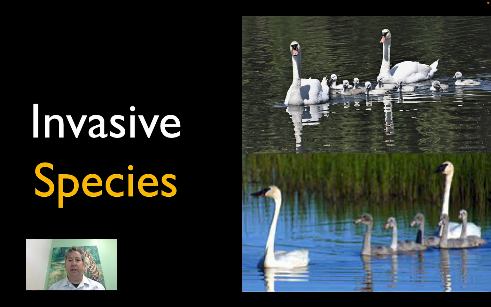And I like the idea of invasive species. I've chosen a picture here of two different species of swans. One species is native to Europe and has become invasive in the Great Lakes region. And the other is the species that is native to the Great Lakes region but was wiped out and has recently been restored to the Great Lakes region. So the one on top is called a mute swan, has an orange beak, and is invasive. And the one on the bottom is a trumpeter swan with a black beak.